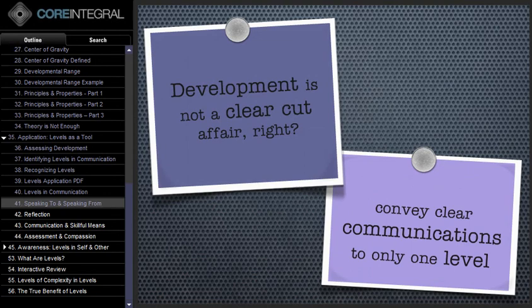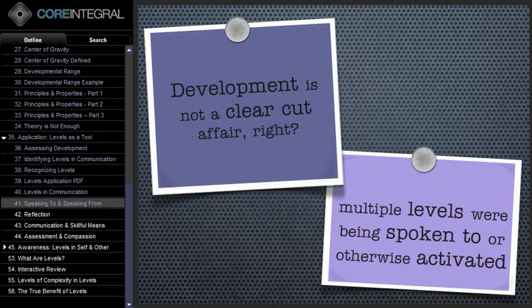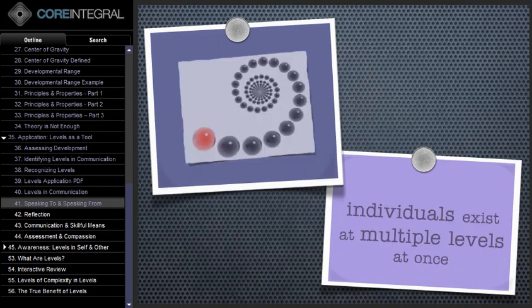In the majority of the communications included, multiple levels were being spoken to or otherwise activated, making this, in some sense, an analog to recognizing development in individuals you come across daily. Now, just to be clear, this is not a precise association. It's not to imply that individuals exist at multiple levels at once. The concepts of center of gravity and developmental range, as explained in the learning path on theory, still apply.